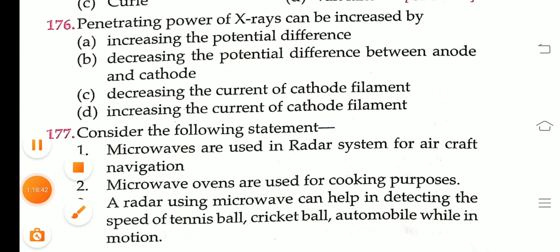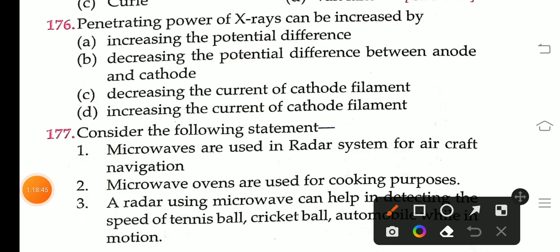Next, penetrating power of X-rays can be increased by. Right answer option A. Increasing the potential difference.